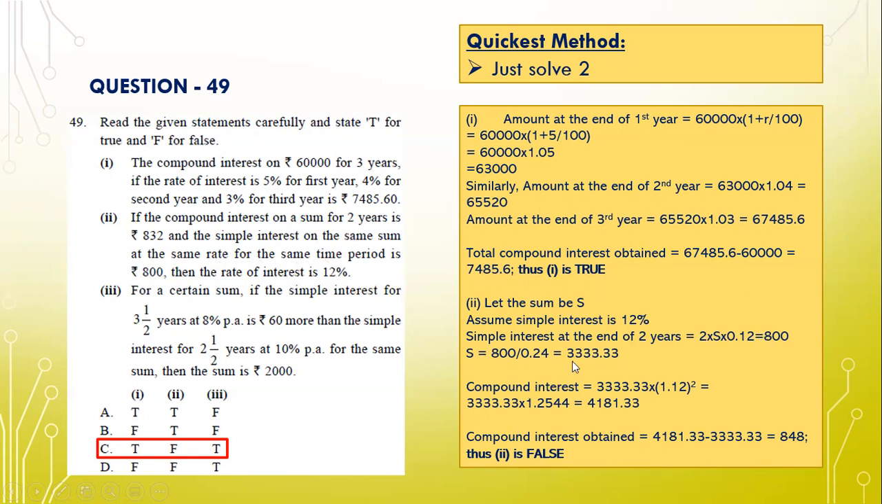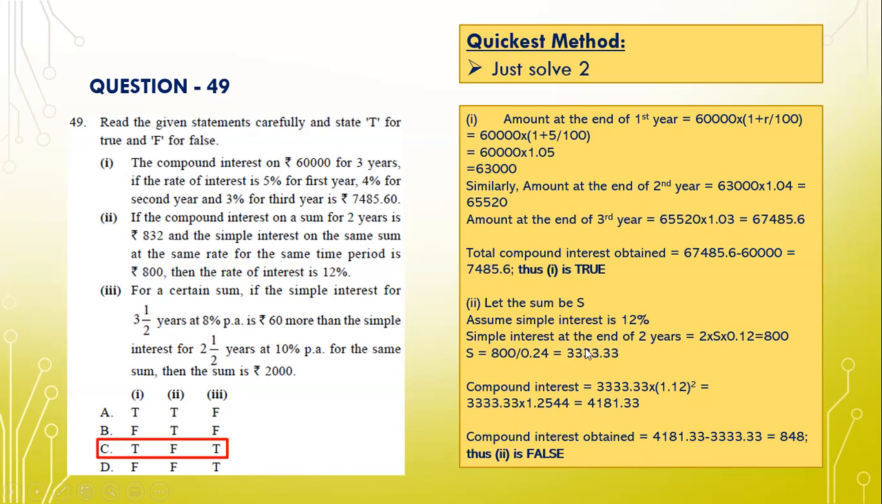So the amount under compound interest will be 3333.33 into 1 plus r upon 100 raised to the number of years. What is r? r is 12. 12 upon 100 is 0.12. So 1 plus 0.12 is 1.12. So 3333.33 into 1.12 raised to the number of years, which is 2. What is the square of 1.12? The square of 1.12 is 1.2544. So 3333.33 into 1.2544 is 4181.33.